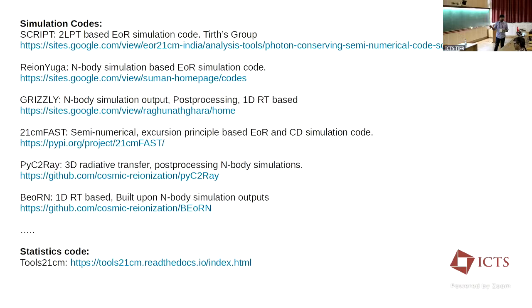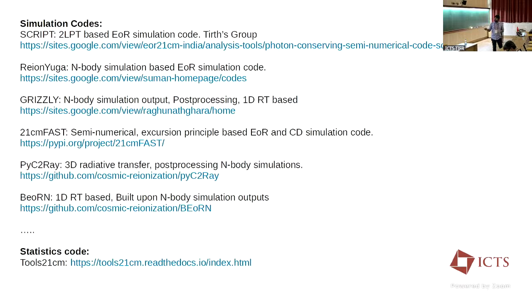There is 21cmFAST. I think all of you know about it. It's a very popular code based on the semi-numerical excursion set principle, and it can simulate both reionization and cosmic dawn scenarios. There is a code, C2Ray. This is a 3D ray transfer based code, again post-processing from N-body simulations. This is a GPU based code. Maybe it needs some resources, but whatever it produces in terms of ionization maps will be much more accurate compared to what we are doing here.